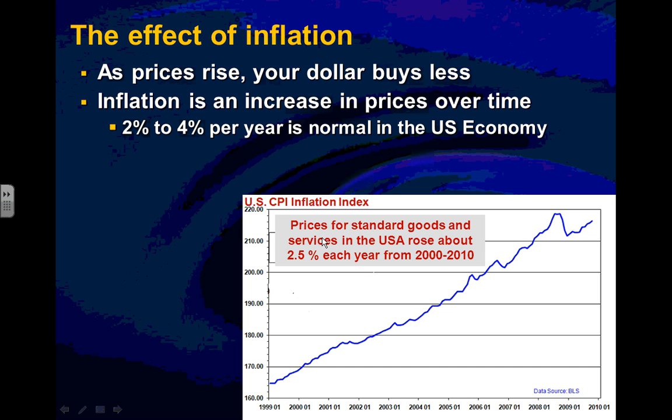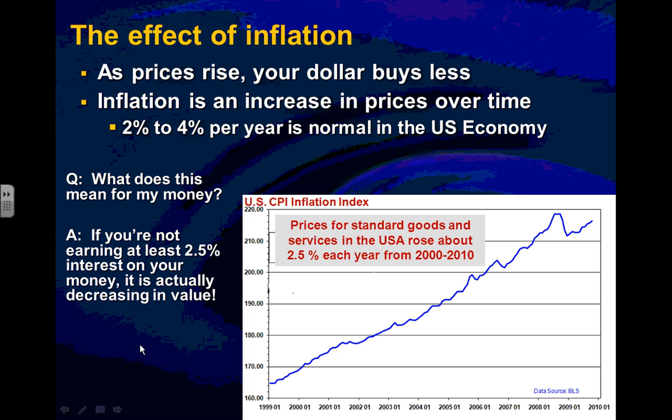And if you look at American prices from 2000 to 2010, it's about 2.5% per year. Real steady. There's a couple blips here, especially during the Great Recession of 2008 and 2009, and that changed a lot of people's lives. But if you look at this line, it's pretty consistent, 2.5%. What does it mean for your money? If your money's not making 2.5% interest, it's actually decreasing in value, or at least decreasing in buying power. $100 is $100, but if you hold on to it for 2 years, 2 years from now, $100 won't buy what it bought right now.